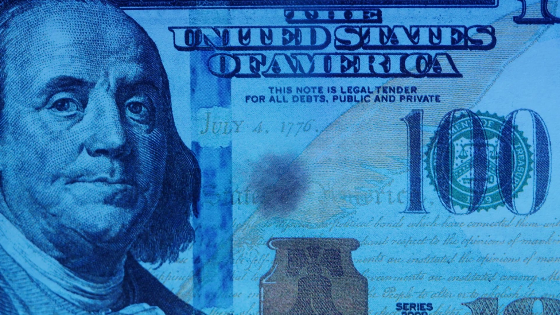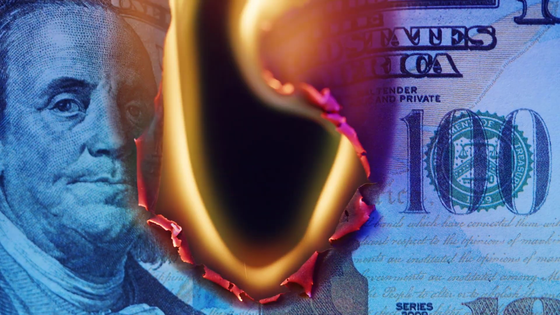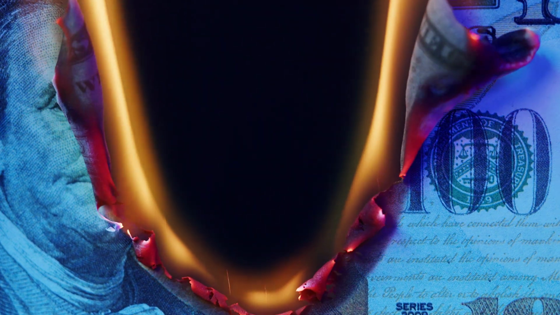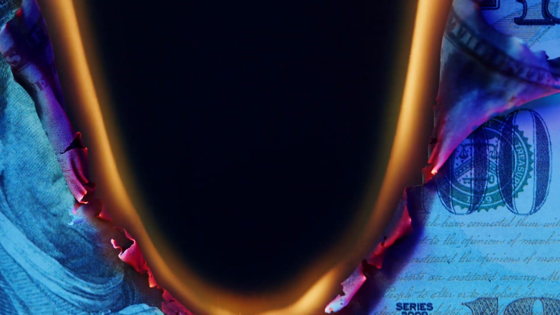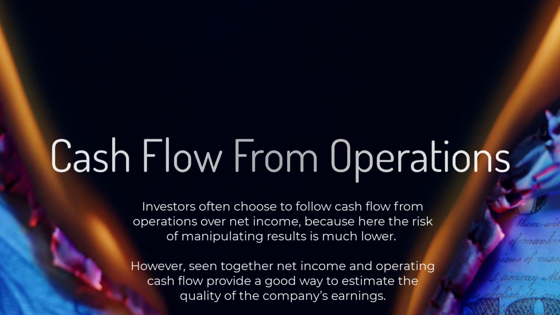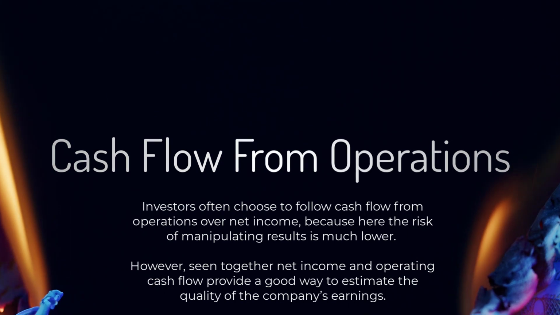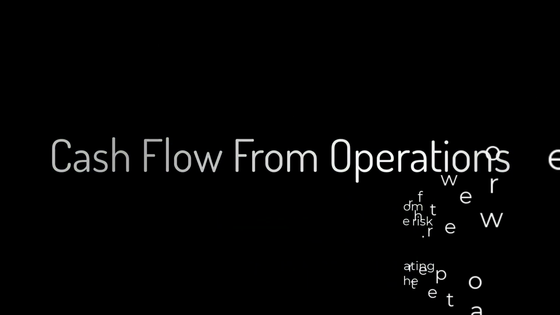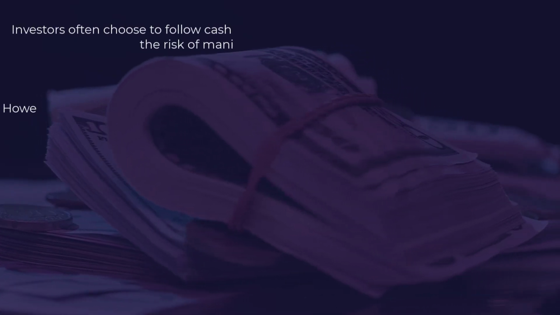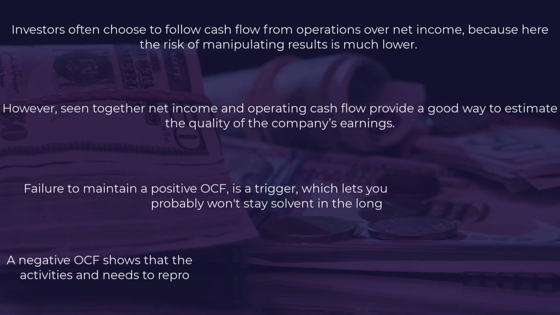Cash flow from operations serves as a cash equivalent of net income. It means the cash flow after deduction of operating expenses before the start of new financial activities. As already mentioned, investors often choose to follow cash flow from operations over net income because here the risk of manipulating results is much lower. However, seen together, net income and operating cash flow provide a good way to estimate the quality of a company's earnings. Failure to maintain a positive OCF is a trigger, which lets you know that the company probably won't stay solvent in the long run.